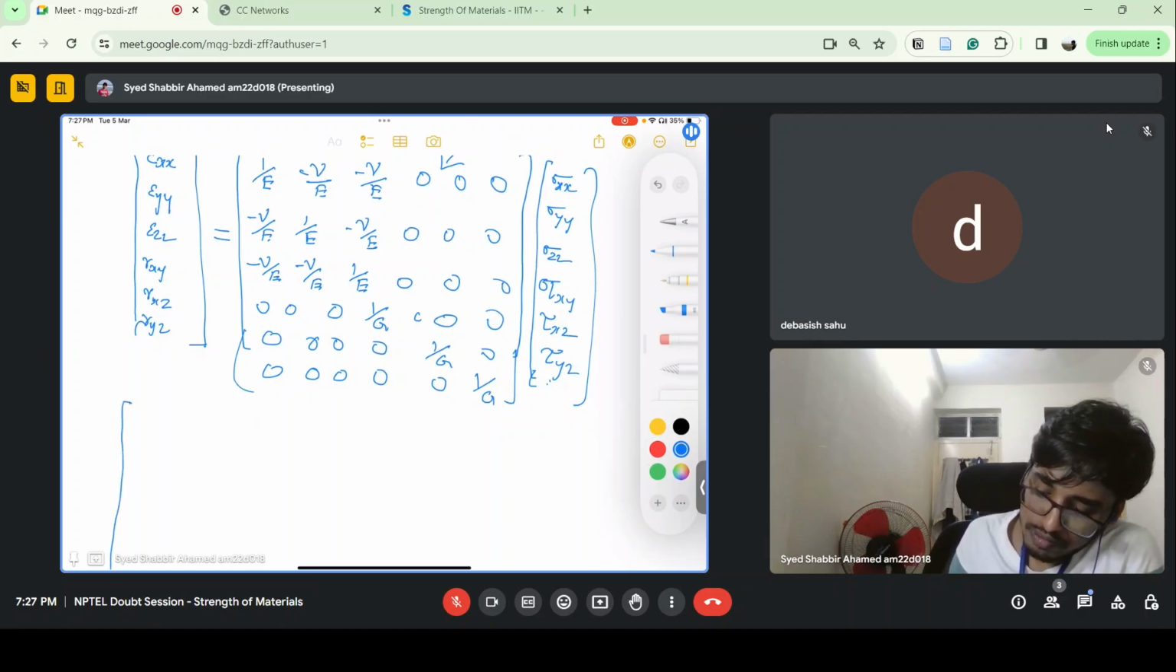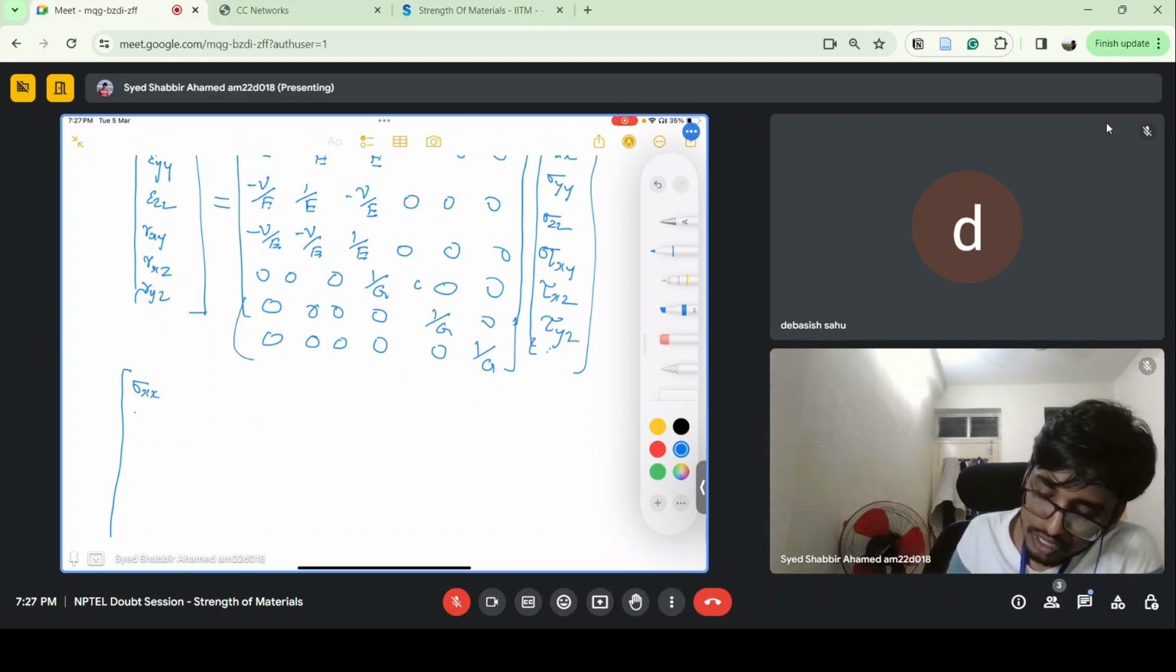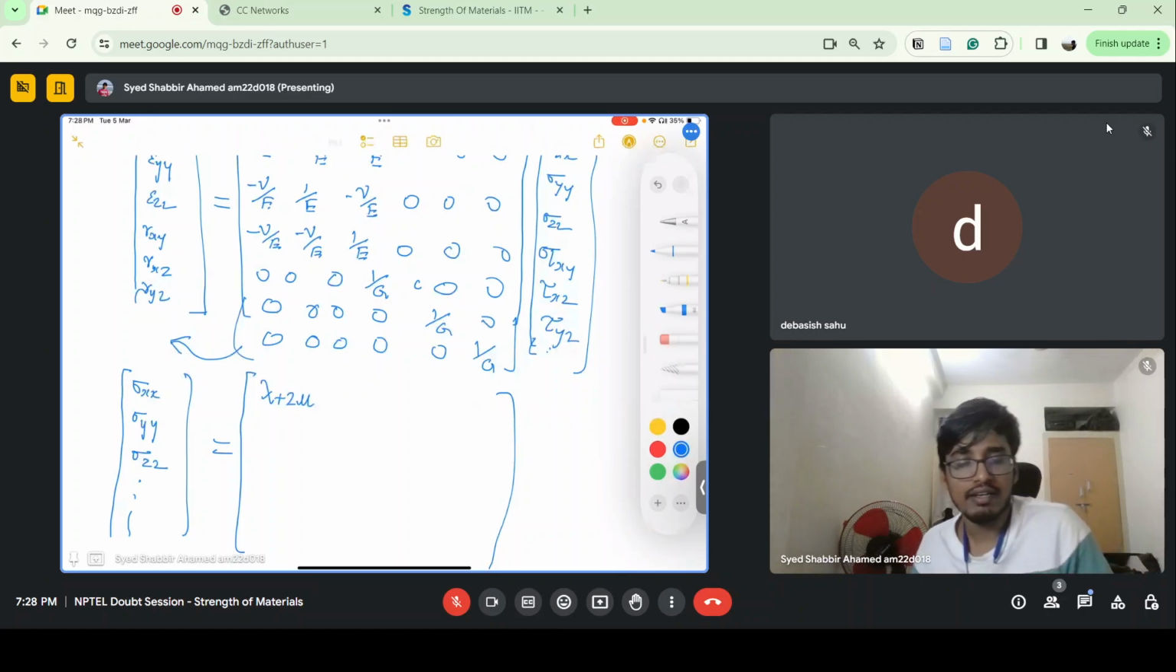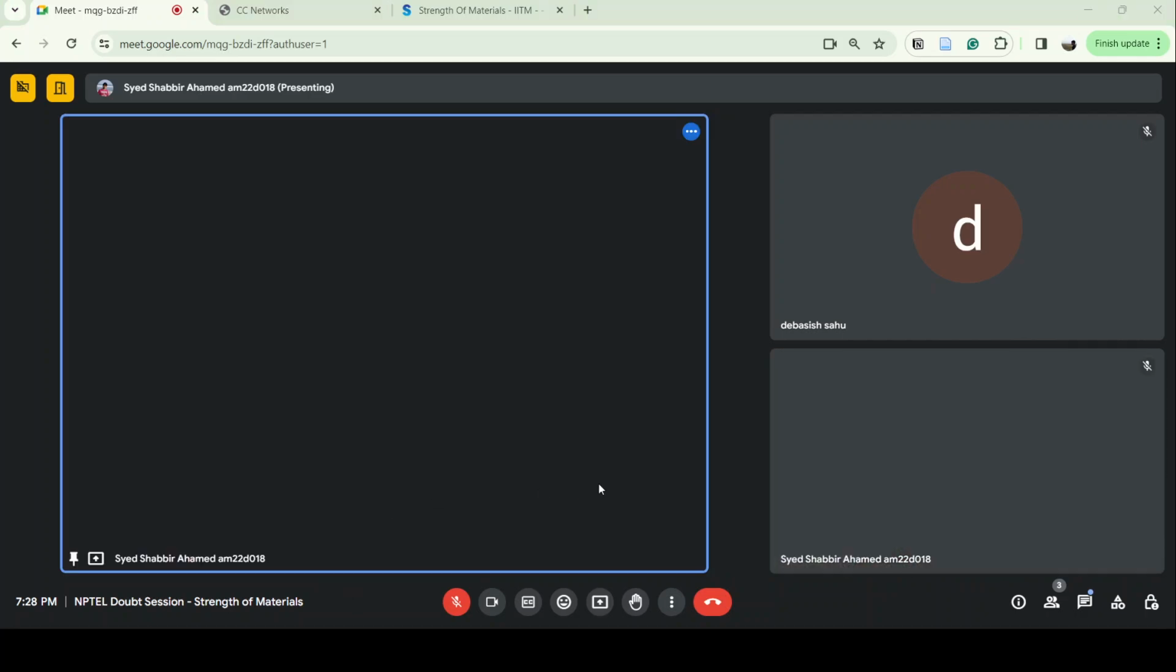Let's say you know the strains, and from that you want to get the stresses. This means you have to invert this matrix. So the inverse of this matrix, all these things, can be written like this using the Lame constants. Okay, I'll just write it down. And this is epsilon xx, epsilon yy and epsilon zz.